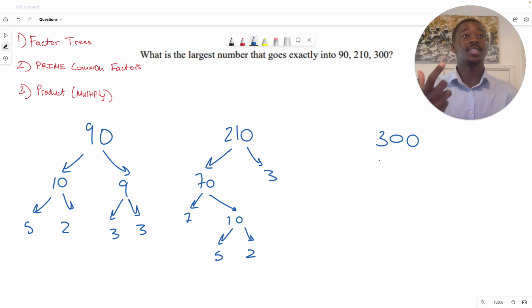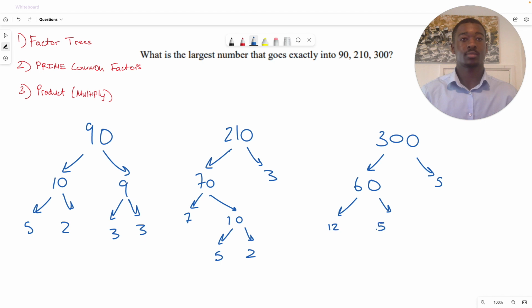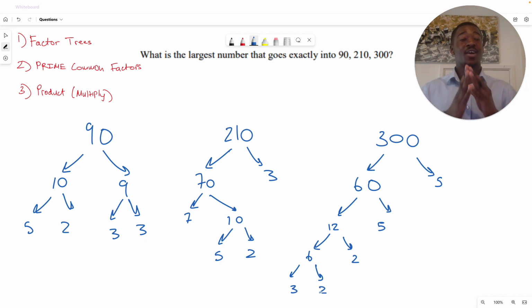300 can be 60 and 5. 60 can be 12 times 5. And 12 can be 6 and 2. 6 can be 3 and 2. So can you see how important it is to understand factors? We're using them now when working out HCF. Step 1 complete. Step 2, what's step 2?